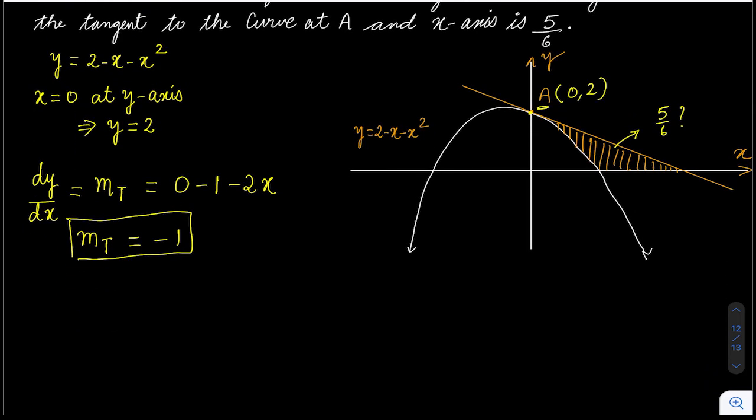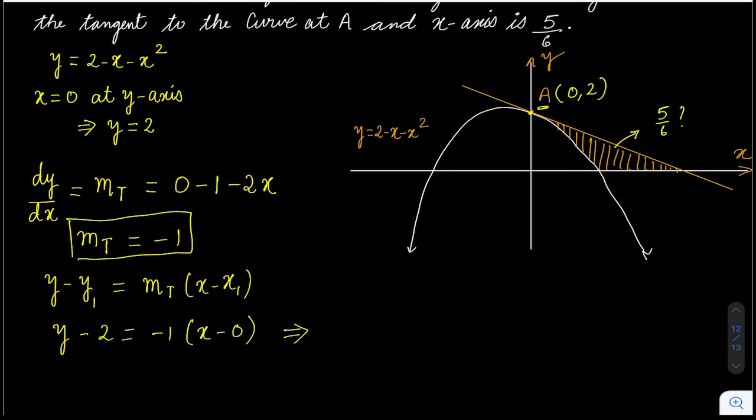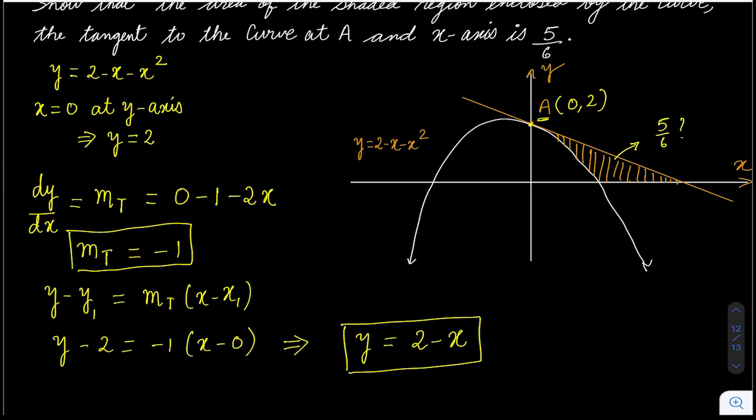So now what I need is the equation. So the equation is y minus y1. Remember, the equation of a tangent is y minus y1 equals gradient into x minus x1. So let's substitute the coordinates. y1 is 2, gradient is minus 1, x1 is 0. Let's simplify this, and what we are getting is y equals 2 minus x. So this is now the equation of the tangent. Okay. So if we have the tangent, then we can find, let's call this point where the tangent is crossing the x-axis.